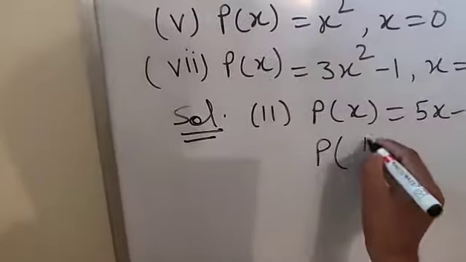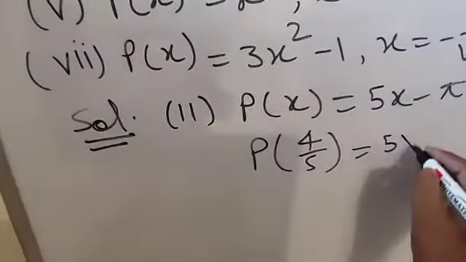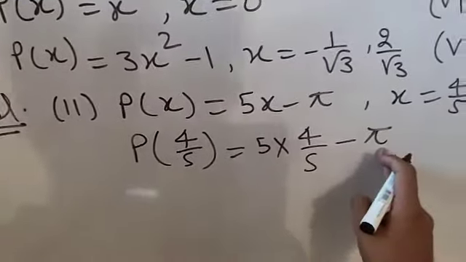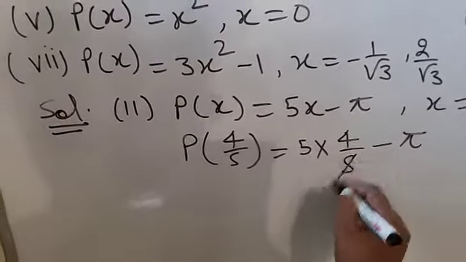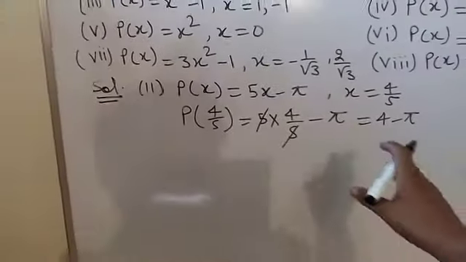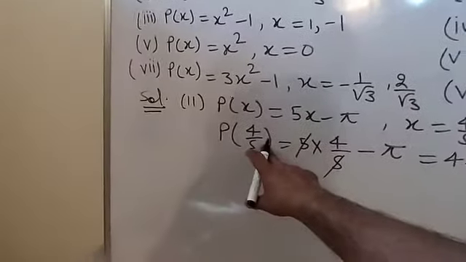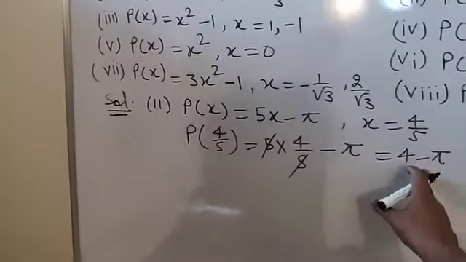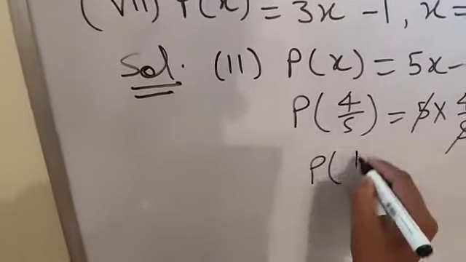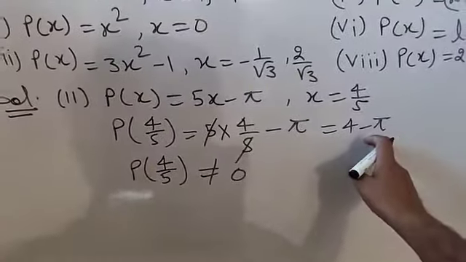So p of 4 by 5, x will be replaced by 4 by 5. So it is equal to 5 into 4 by 5 minus pi, where pi is 22 by 7. Here 5 and 5 cancel. It is equal to 4 minus pi. You can find that after putting the value x equal to 4 by 5, the value of the polynomial is 4 minus pi. So here you can say that p of 4 by 5 is not equal to 0.